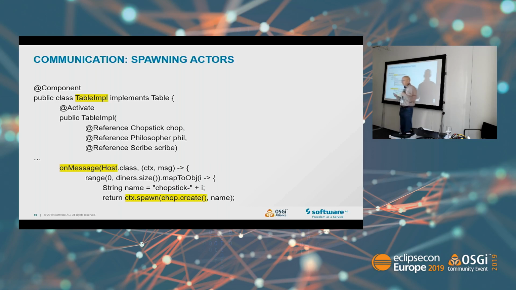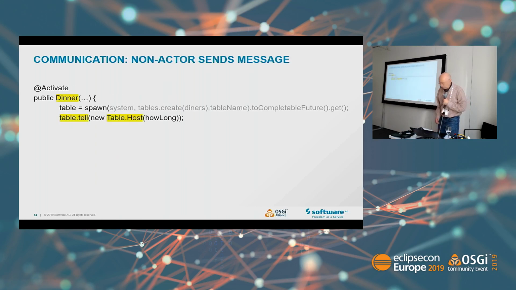In Scala, it looks a little more elegant. In Scala, you have the advantage that you can do pattern matching, which is not so expressive in Java. But this is kind of the pattern. This snippet of code looks complex, but it's just the loop that creates the chopsticks, because it's not just creating one. So this would be a very simple message sent to the table.